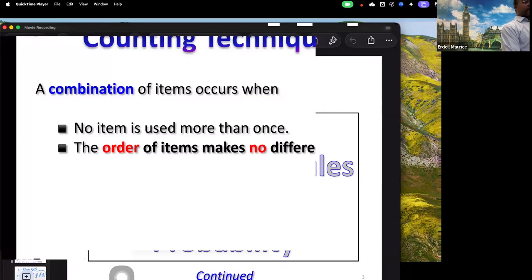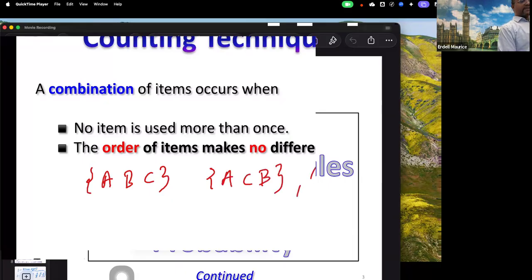Another way of saying this is that if I have A, B, and C, or I have A, C, and B, or I have B, C, and A, in terms of combinations, these are all considered to be the same. The order is different, but it's the same group, yes? So for a combination, the order makes no difference in the outcome. It's like saying I'm giving away a prize and everyone that I select gets $100. It doesn't matter what order you're selecting, yes?